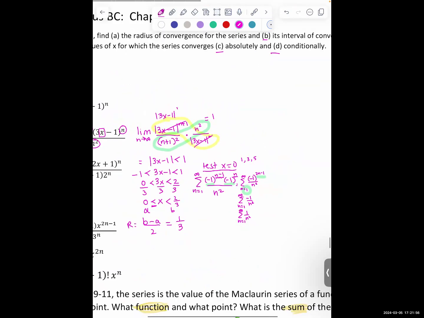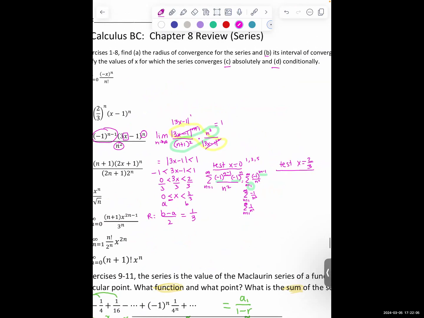Then we'll check next, x equals 2/3. On the AP test and on your test, you don't have to worry about this level of detail in terms of the interval and what part of it is conditionally convergent or what part is absolutely convergent. You just include the values whether it results from conditional convergence or absolute convergence.